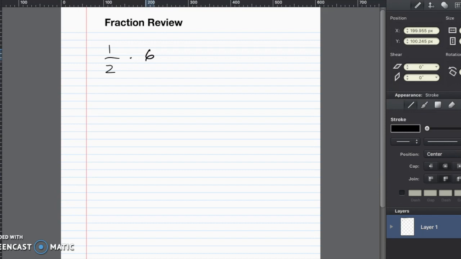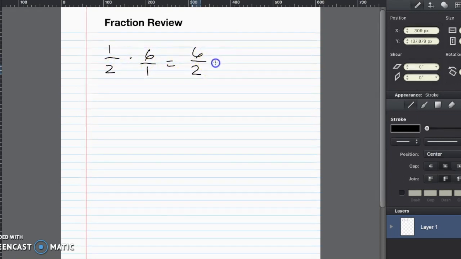Okay, so we'll start with the easier case, multiplication, right? In multiplication, we'll have this kind of situation, maybe 1/2 times 6. What you're going to do is just multiply straight across. So if you have to, you can put a 1 underneath here, and you're going to have 6 over 2. So again, 1 times 6 is 6, 2 times 1 is 2.